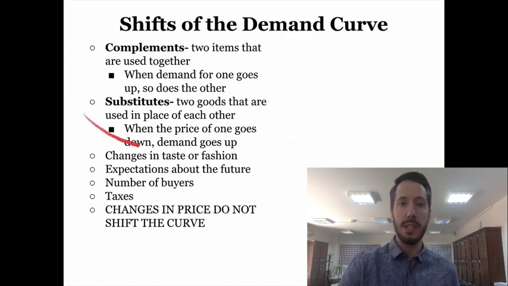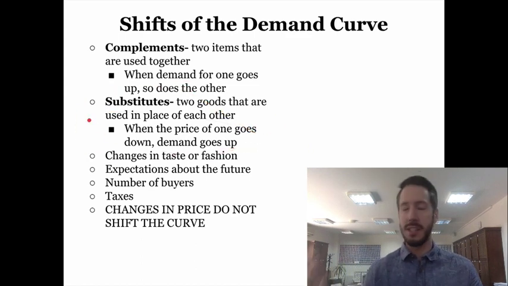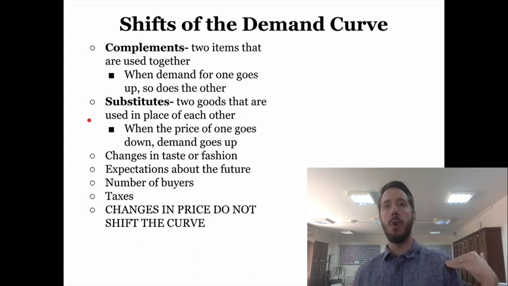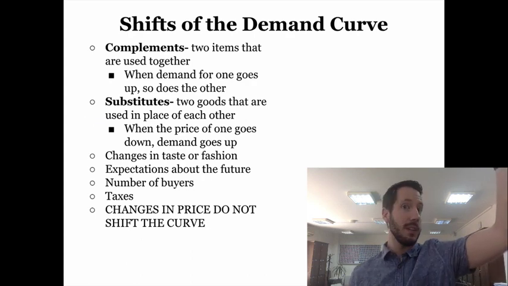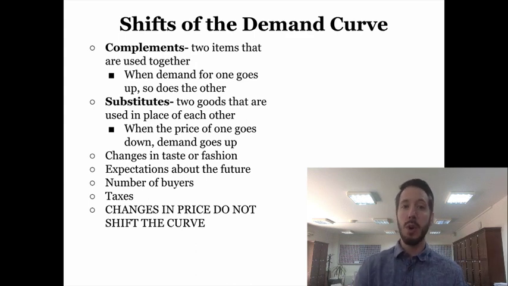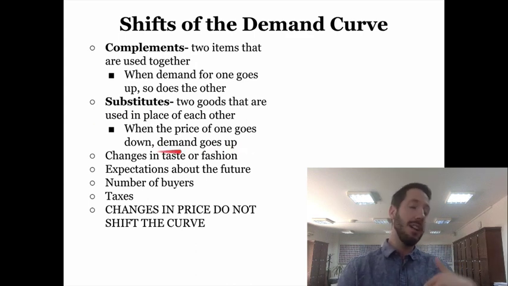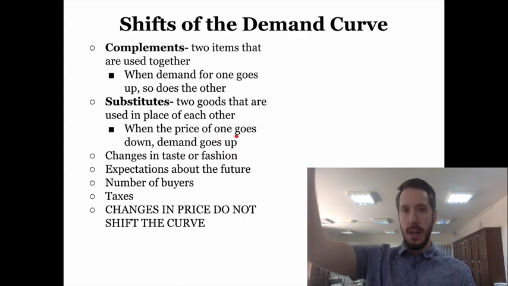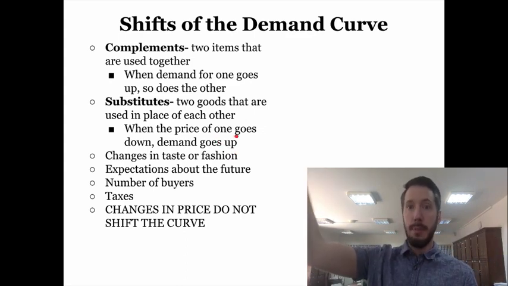Whereas substitutes, let's say that, again, I use this example a lot, what if the price for an iPhone goes up and the price for a Samsung Galaxy goes down? Well, because they're technically the same good, the demand for the Galaxy is going to go up because the price of an Apple iPhone is going up.